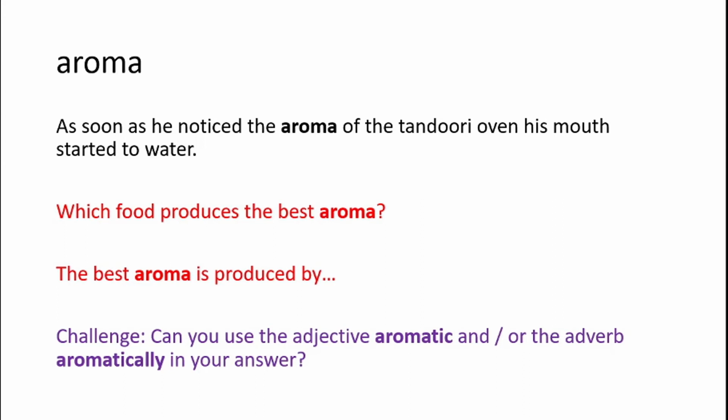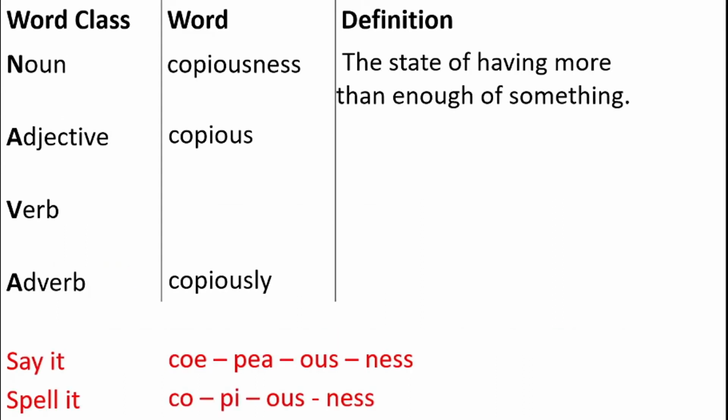So our next word is copiousness. It's quite a long one, this one. Copiousness. That's the noun form. Try again. Copiousness. We then have the adjective, which is copious, and the adverb, which is copiously.